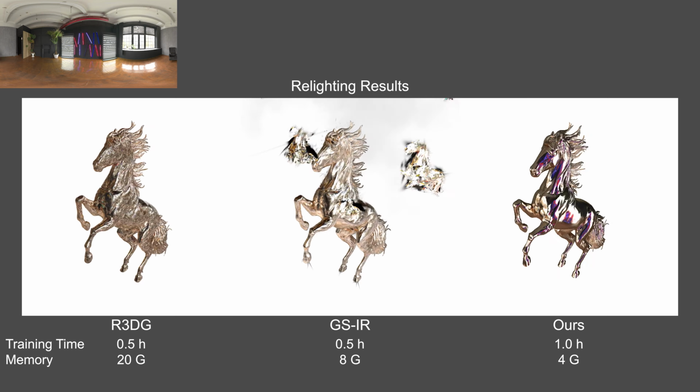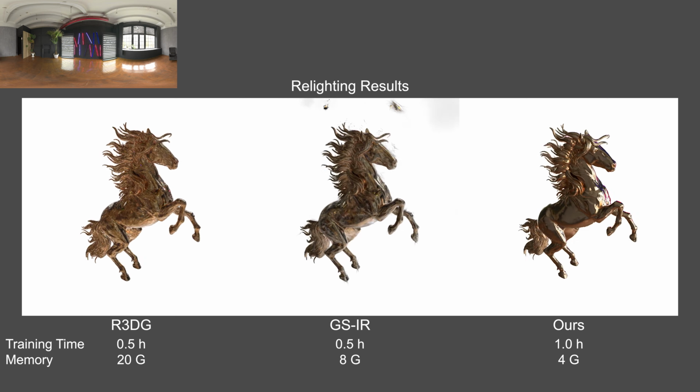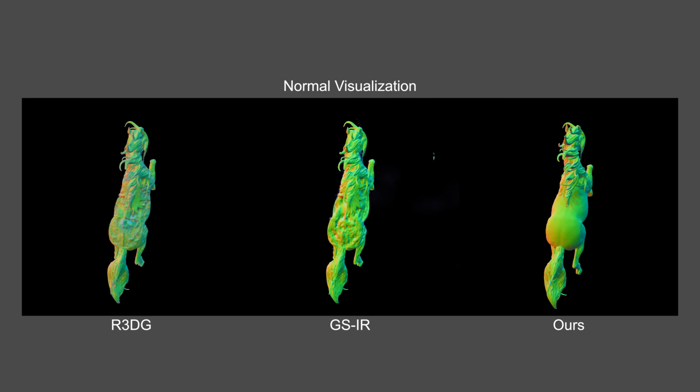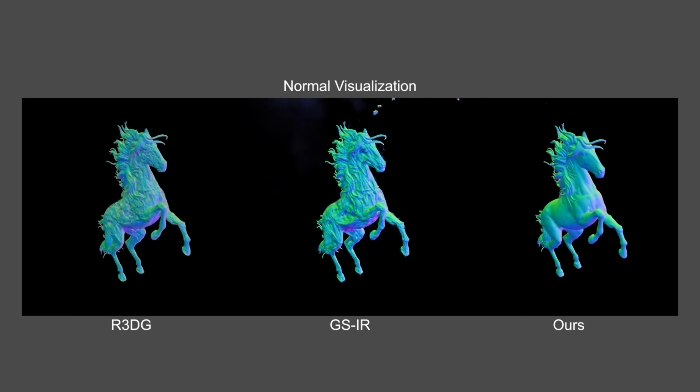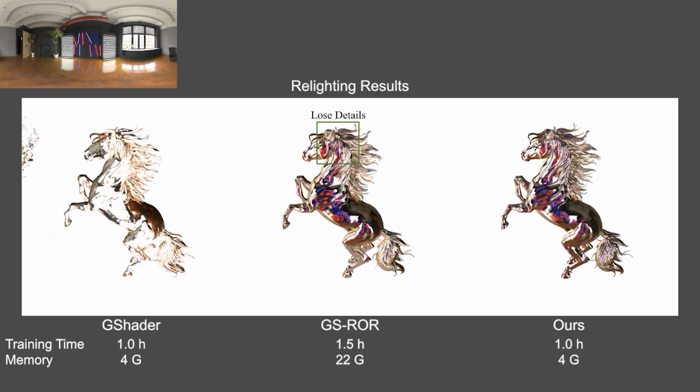Now, let's look at the results. Compared with prior Gaussian-based methods, which often produce broken surfaces or lose fine details, our method generates globally smooth surfaces while preserving details. Thanks to the well-constrained geometry, our approach can also decompose materials more accurately and render realistic relighting results.